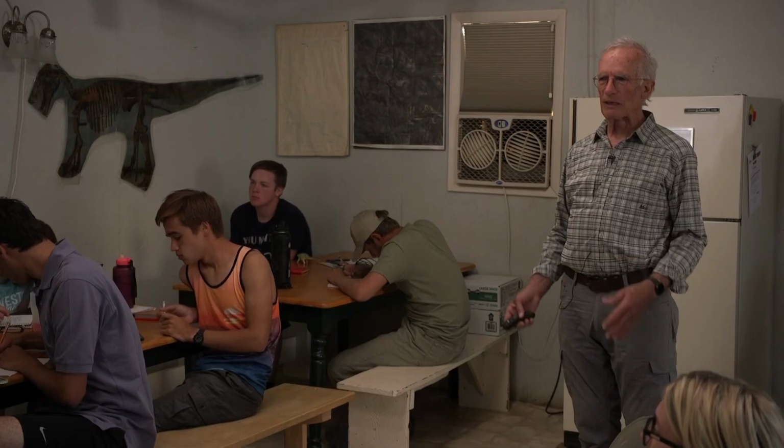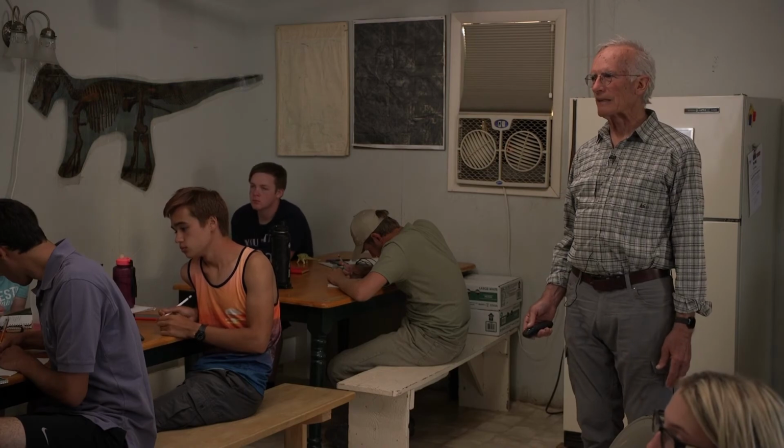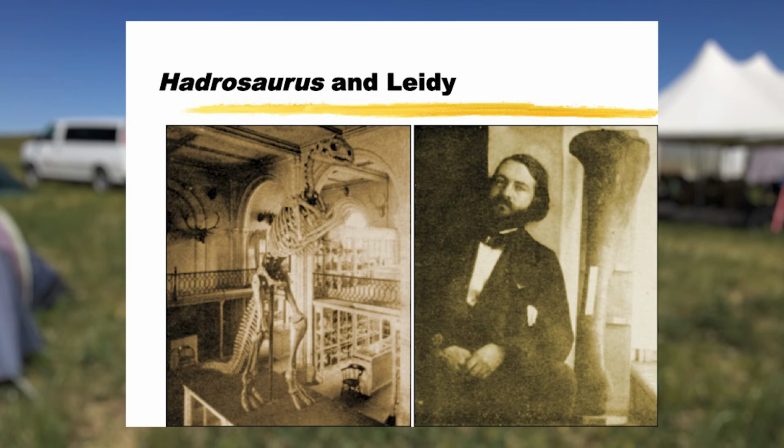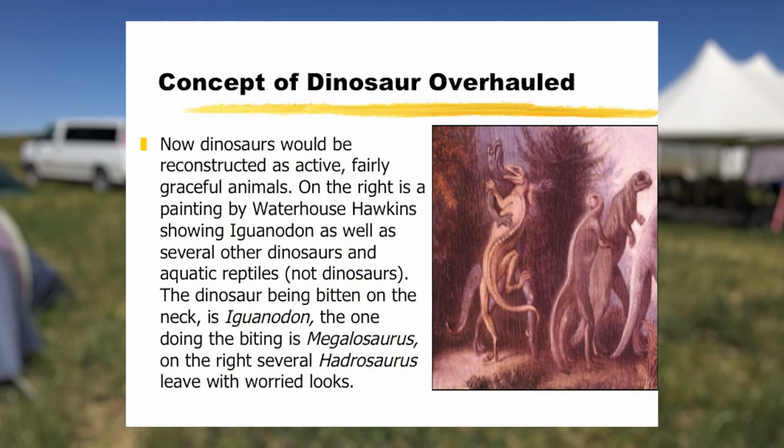And he revolutionized the depiction of dinosaurs because up until that time, people had assumed they were lizards and put them down on all 4 feet. Now that he had more complete data, he could say these are not obligate quadrupeds. So here's his depiction of Hadrosaurus there. Here's one of the femora. And look at this picture by Waterhouse Hawkins showing iguanodon and several other dinosaurs. Here Megalosaurus is biting them, and so here's some sheepishly walking off, maybe on their way to a party or something.